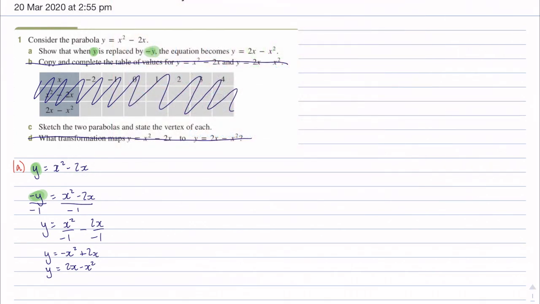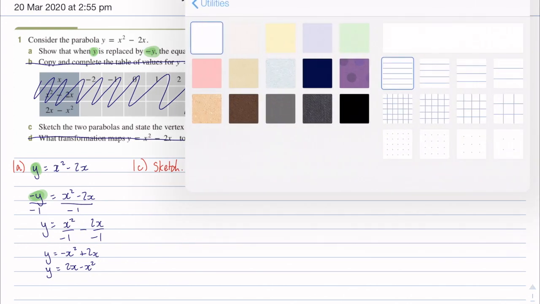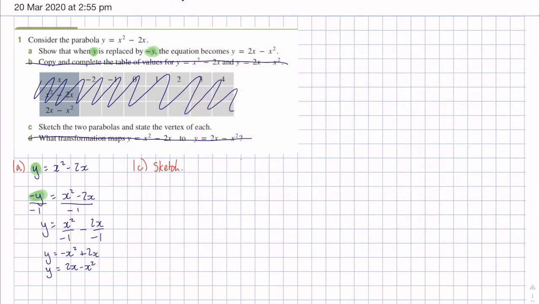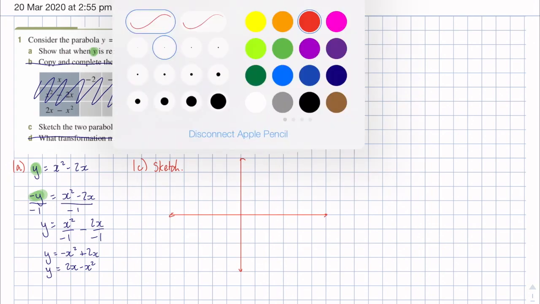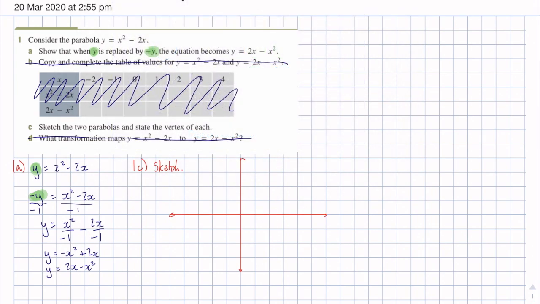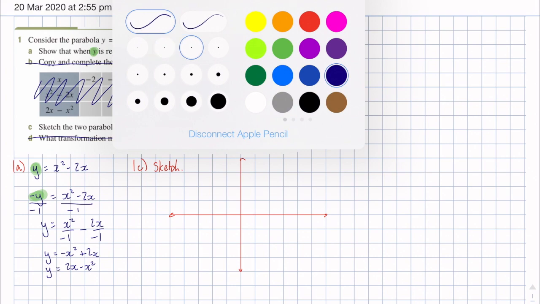For 1C, they say to sketch it. So, let me get some nice paper. You never do this well, by the way. Never put too much effort into this.